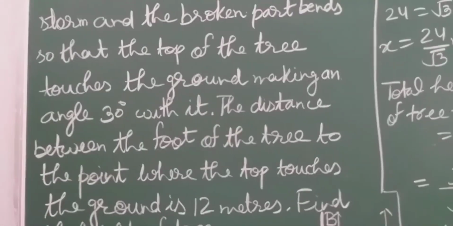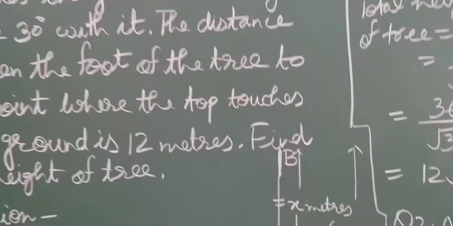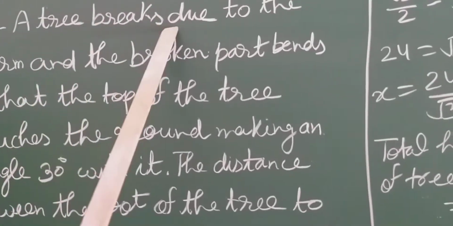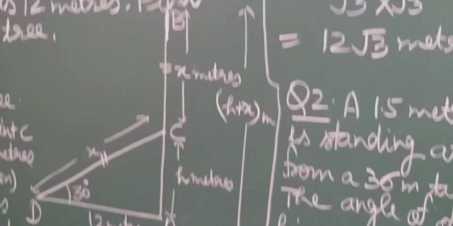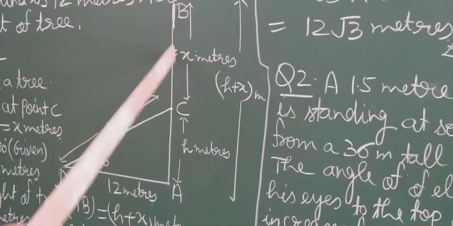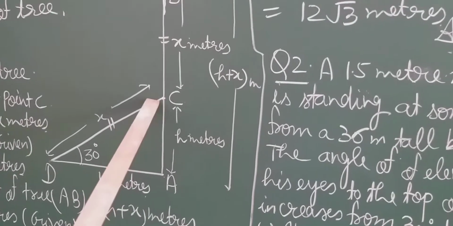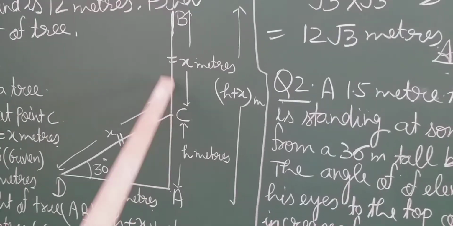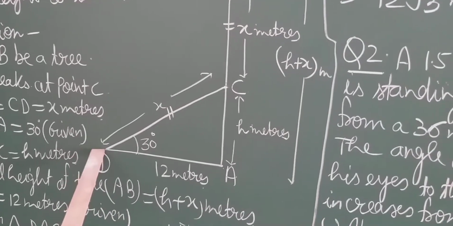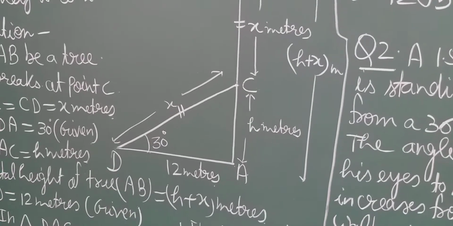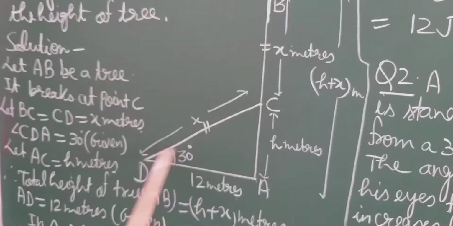Okay, students. We have to draw the diagram first. A tree is given which breaks due to the storm. This is the tree. AB is the height of the tree. Let it break at the point C, and BC bends and meets the ground at D. It means BC equals CD.